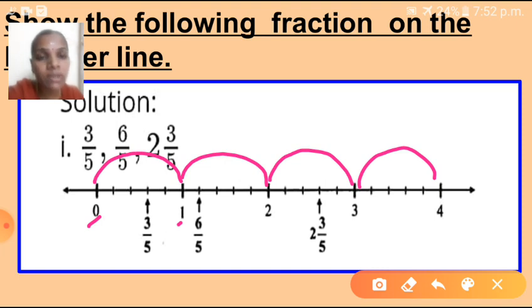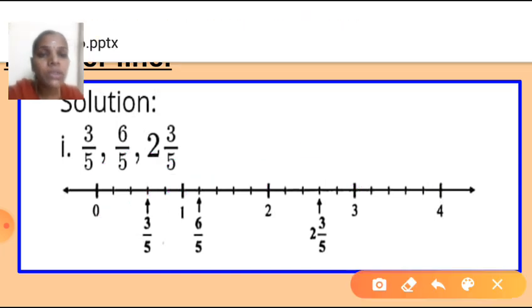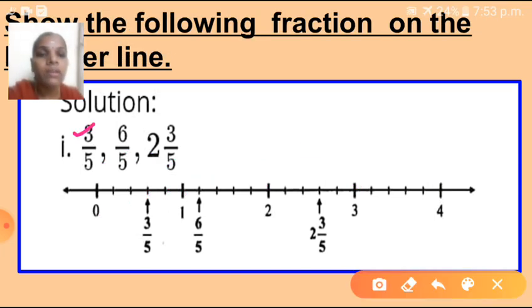And every unit we have to divide into equal parts. How many parts do we have to divide into? Yes, 5 equal parts. So 1, 2, 3, 4, 5. Like this, every unit we have to divide into 5 equal parts. So what is the first fraction? Yes, the first fraction is 3 upon 5. So this is 1 upon 5, 2 upon 5, 3 upon 5.